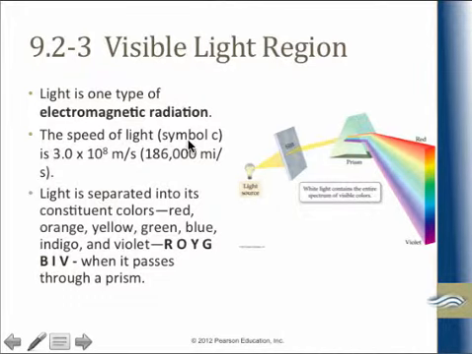The speed of light is given the symbol c, and it's 3 times 10 to the 8th meters per second, or 186,000 miles per second. That is so fast. That means that if you flashed a flashlight on the equator, it would go around the Earth in 1/7 of a second.